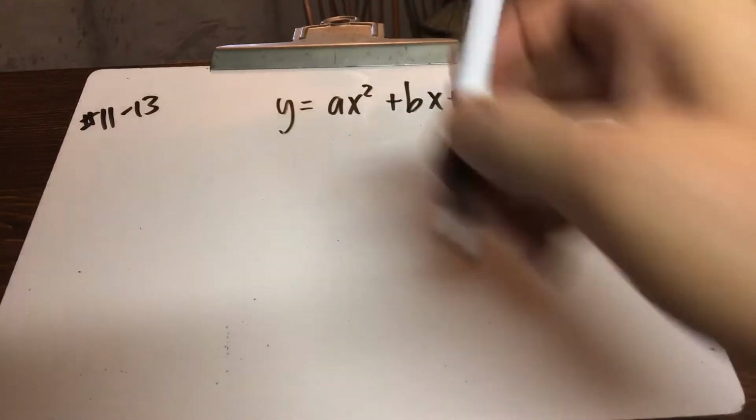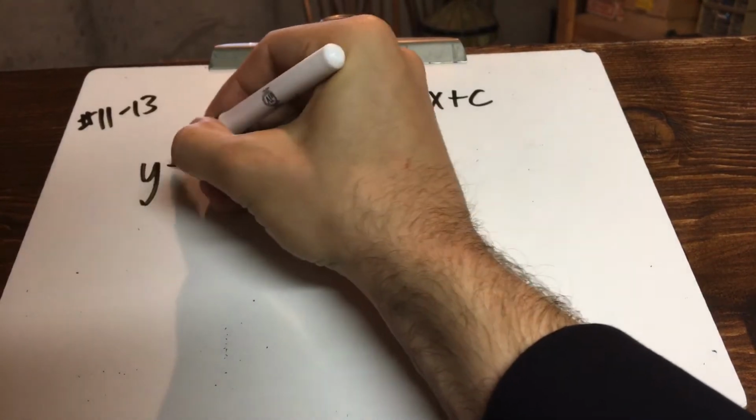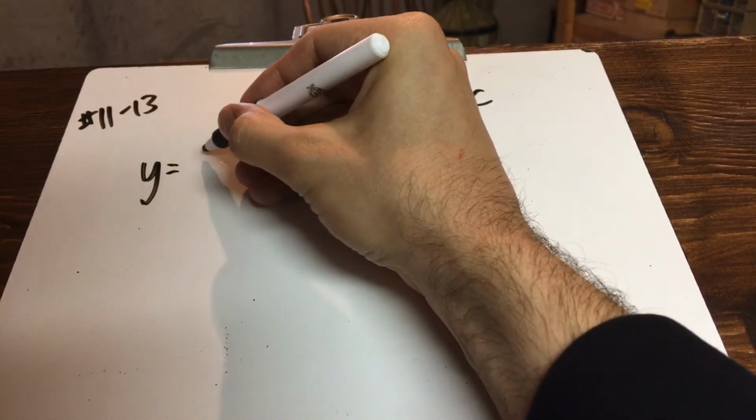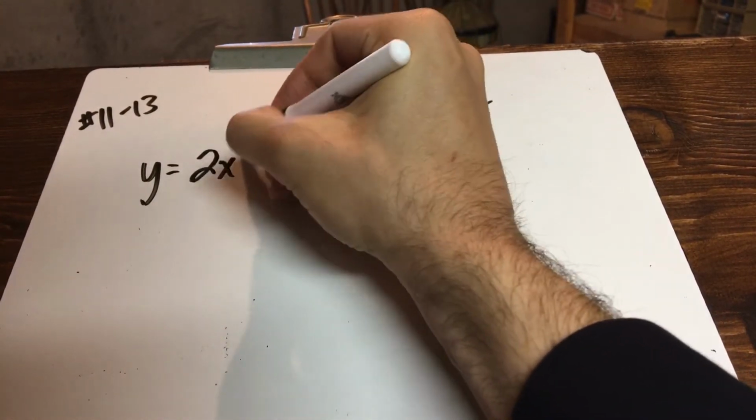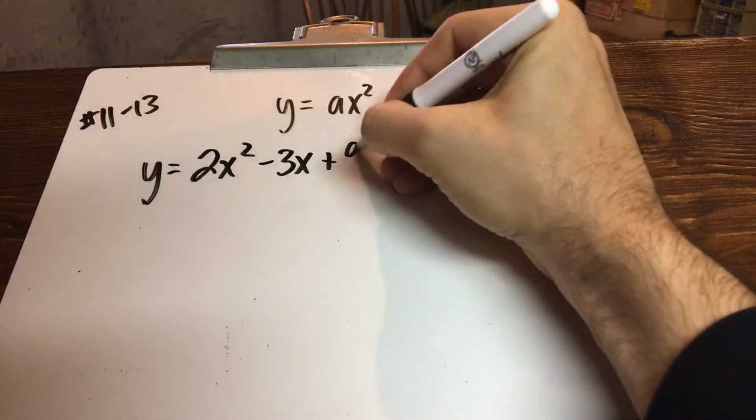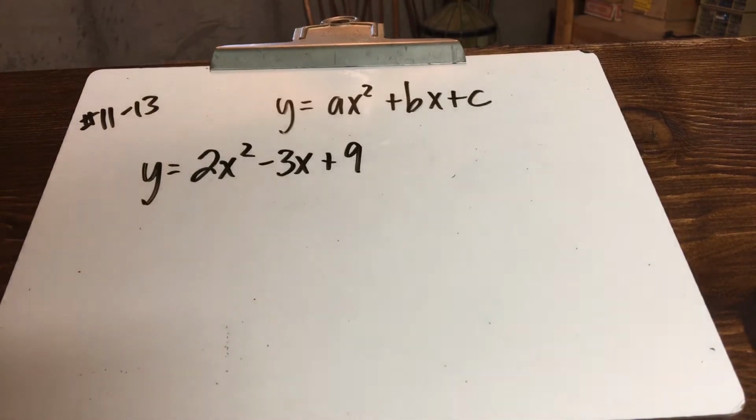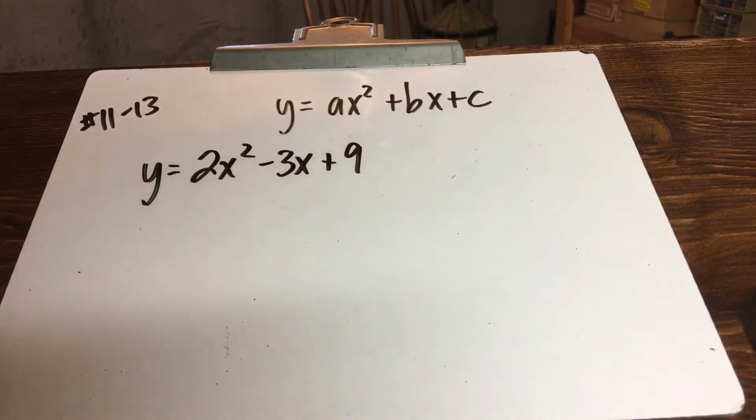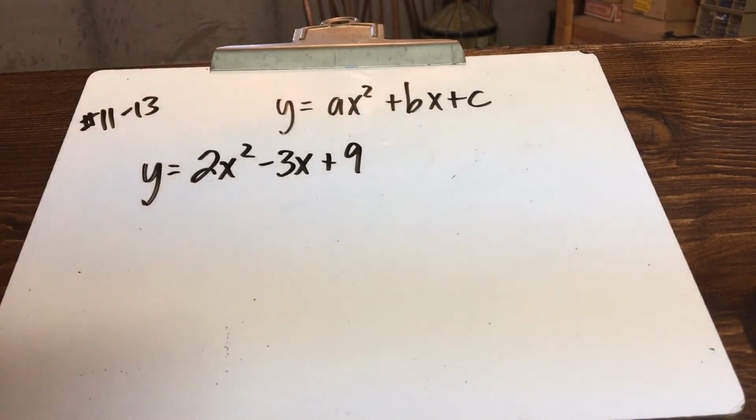So the question might be, y equals, I'm just going to make one up here, 2x squared minus 3x plus, I don't know, 9, something like that. And it's going to give you 4 graphs. You're going to have to pick the right graph, and then down below describe what it is.